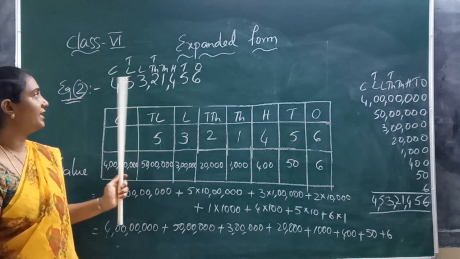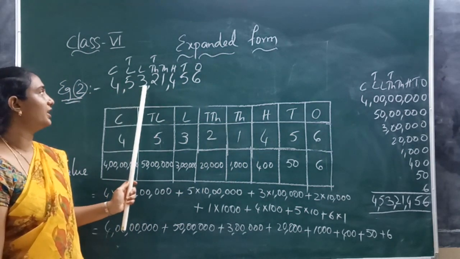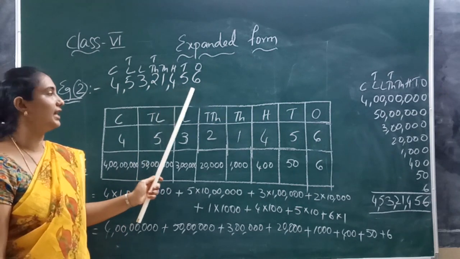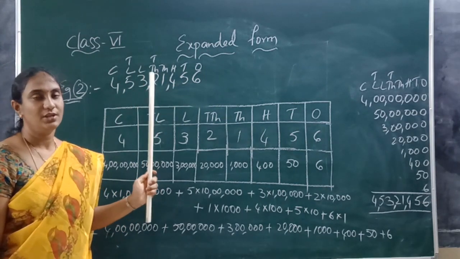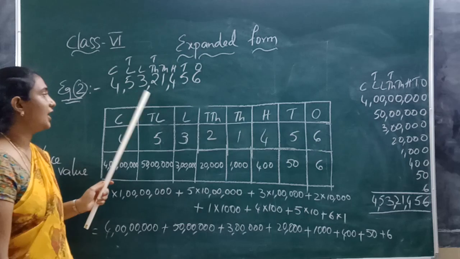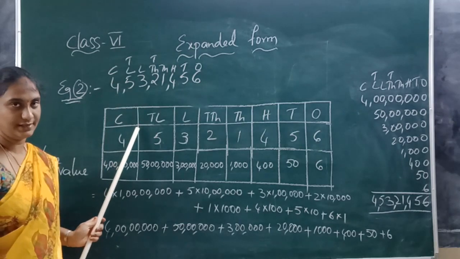Because here, how many digit number? 1, 2, 3, 4, 5, 6, 7, 8. It is an 8 digit number. So 8 digit number means we have to write up to crores place.